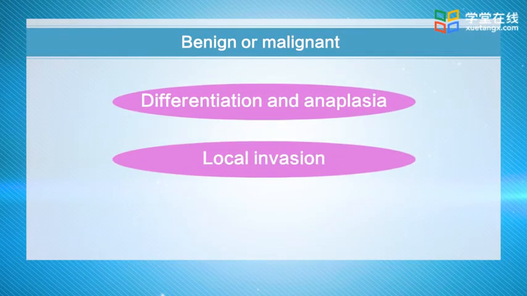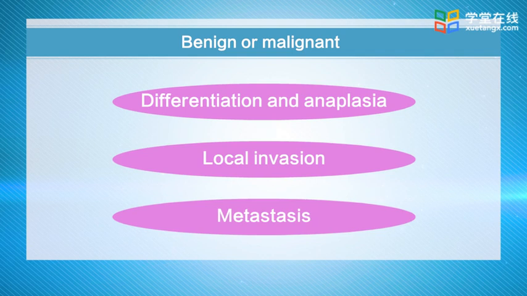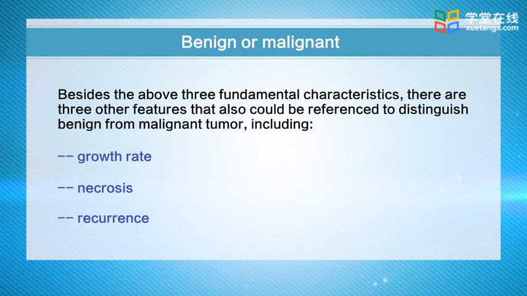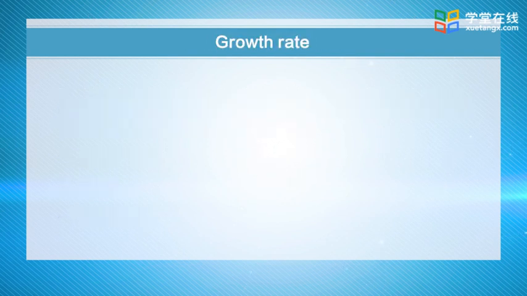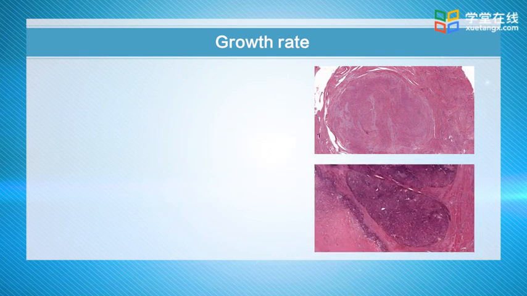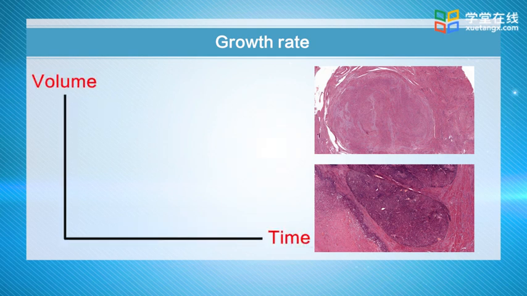Besides the above three fundamental characteristics, there are three other features that also could be referenced to distinguish benign from malignant tumor, including growth rate, necrosis, and recurrence. The rate of growth of malignant tumors correlates in general with their level of differentiation. In other words, rapidly growing tumor tends to be poorly differentiated.